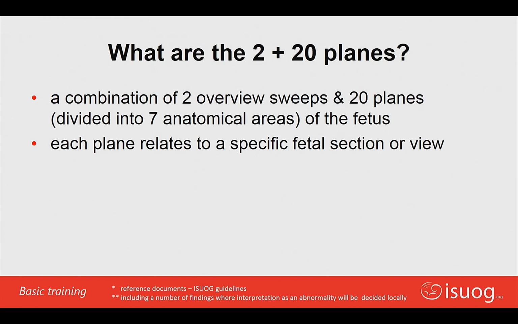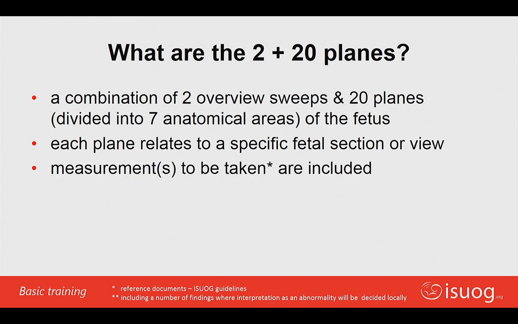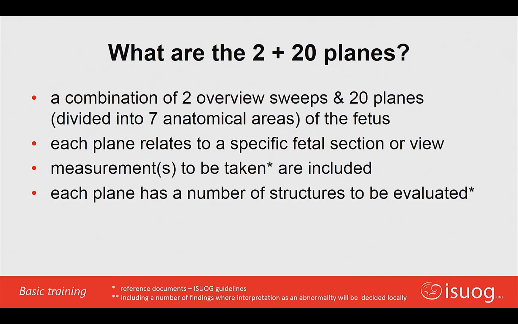Each plane relates to a specific fetal section or view and addresses the measurements that are to be included in that particular plane. There are a number of structures within each plane that have to be evaluated, and those are taken from the ISUOG reference documents, which we will discuss in just a moment.